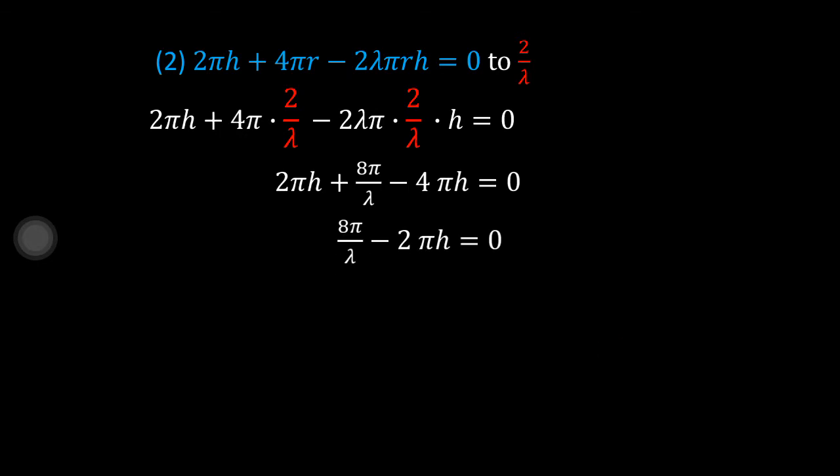Magiging 8 pi over lambda minus 2 pi h na lang siya kasi 2 pi h minus 4 pi h is equal to negative 2 pi h. Then, lipat natin yung positive 8 pi over lambda sa kabila. Ang matitira sa left side is negative 2 pi h. Tapos sa kabilang side naman, magiging negative 8 pi over lambda na siya. Divide both sides by negative 2 pi. Ang matitira na lang is h is equal to positive 4 over lambda.